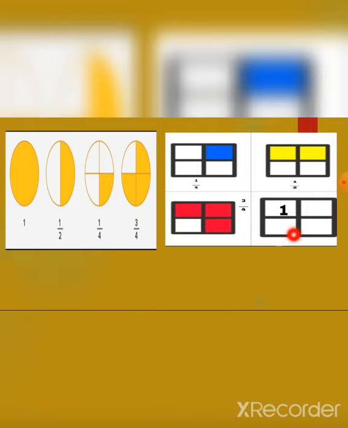In the bread slices also, it is the same way. See, this is the full bread slice. Then only half part is colored, which is 1 upon 2. Here one part is colored, which is 1 upon 4. And here three parts are colored, that is 3 upon 4. So this is called a fraction.